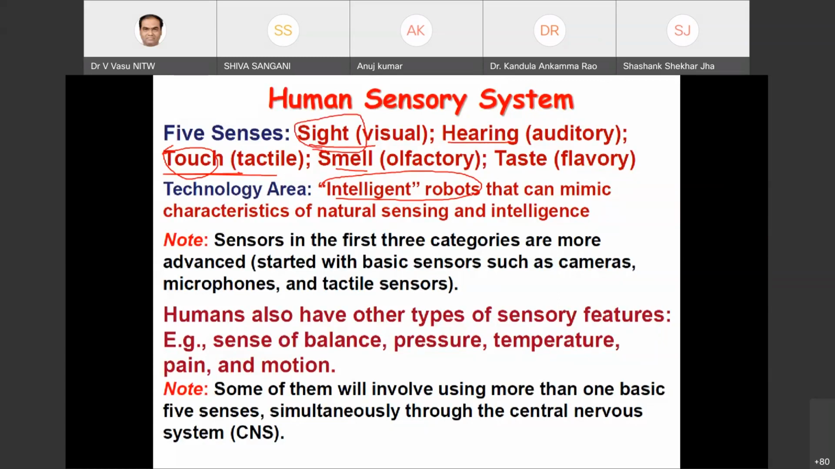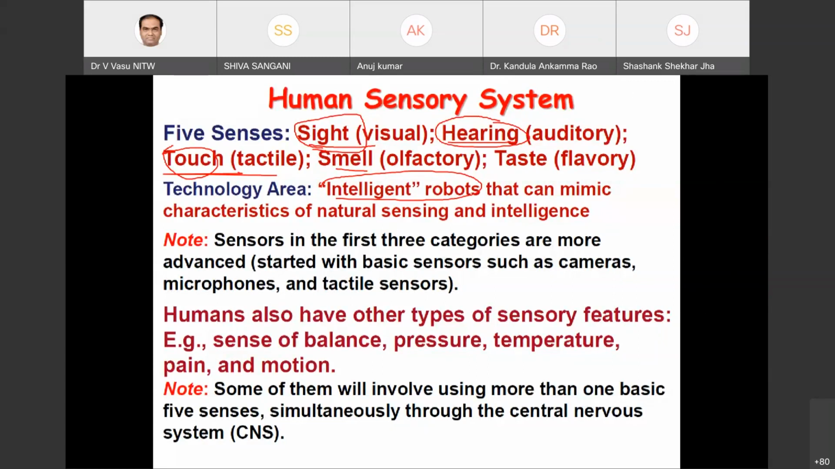We can have vision by using cameras. We hear by using microphones, and we have tactile sensors. But intelligent robots are not able to have smell and taste. But humans have more than these five senses.